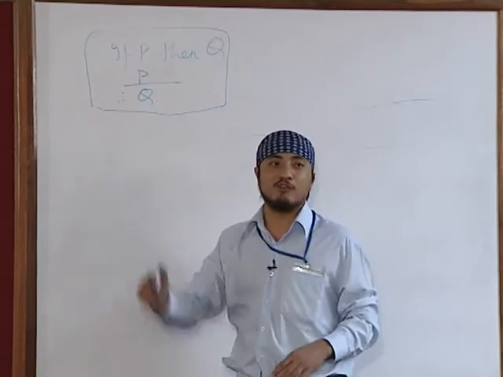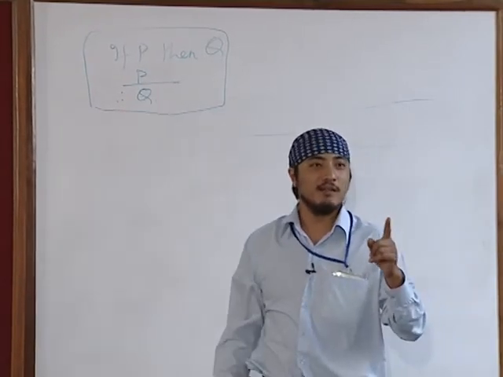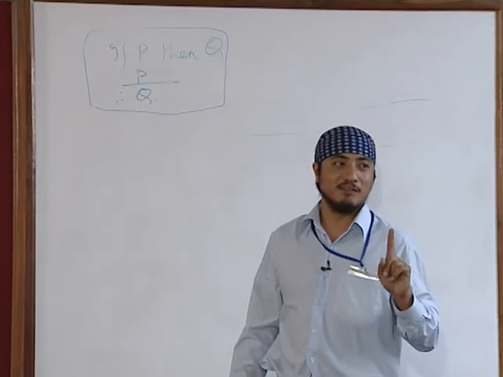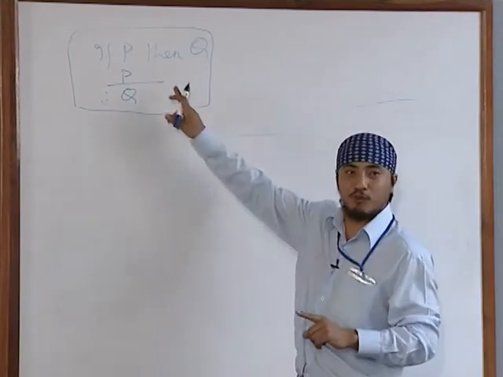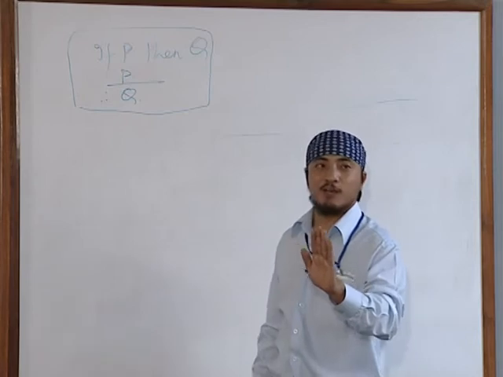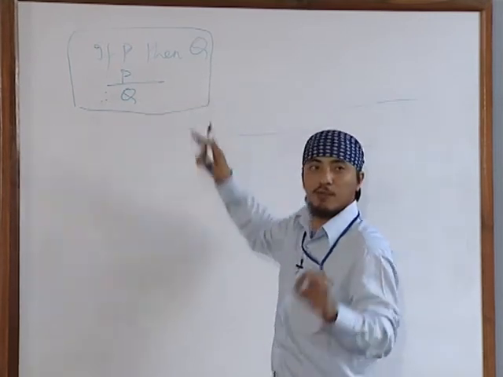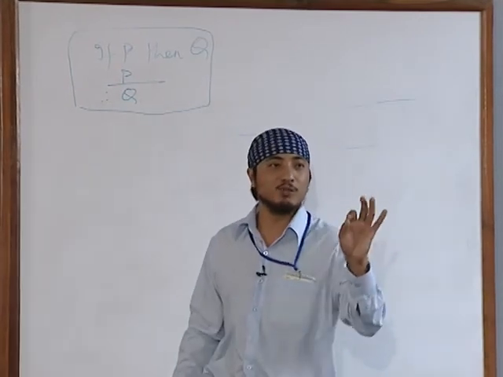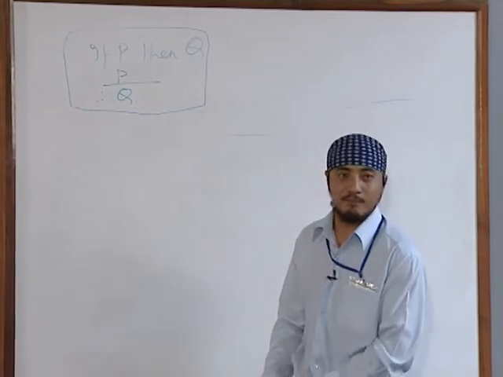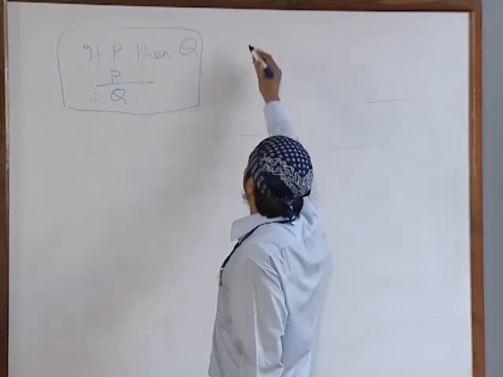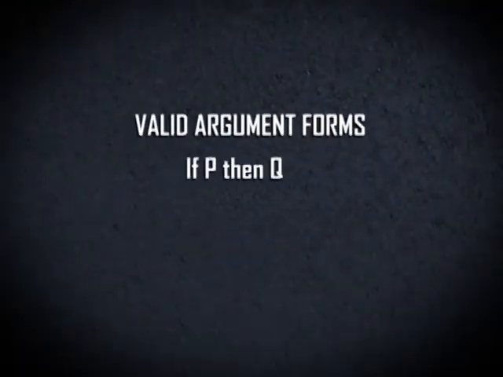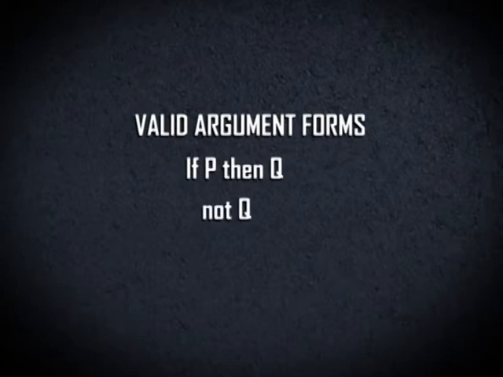I am not saying that if you substitute anything here, you will get a sound argument. I am only telling you that this form is a valid form. So if you have an argument which is structured in this form, your form is valid. To the content part, we will come in some time. The other one is, if P then Q, not Q, therefore not P.